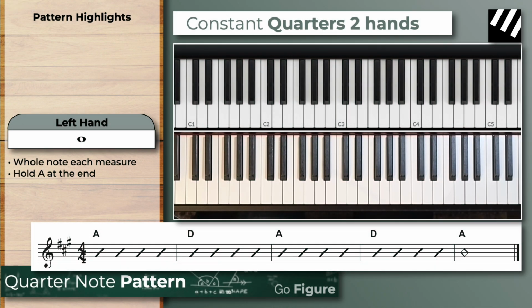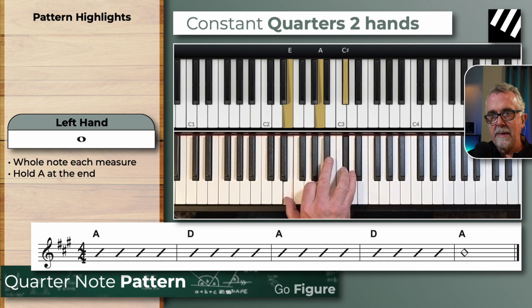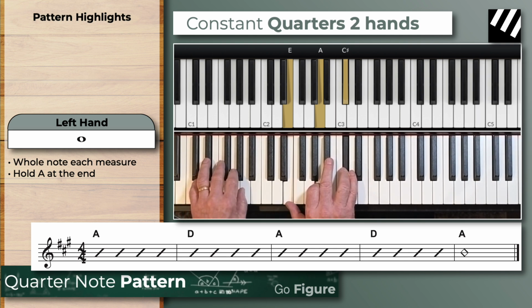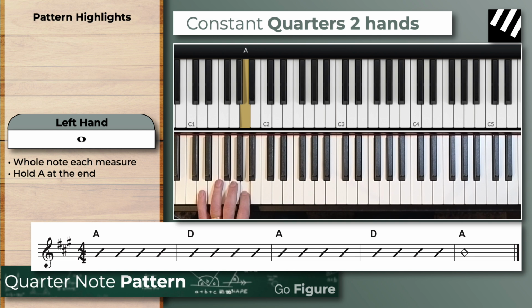Now we'll look at how the left hand is involved during the constant quarters pattern. In the right hand, we've been playing these 3 notes, C sharp, A, and E. The left hand will be taking over with the note A just below the E of your right thumb. So this A and the D below that will be our 2 notes that are played by our left hand.